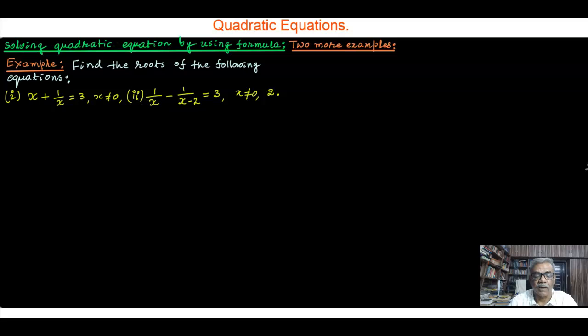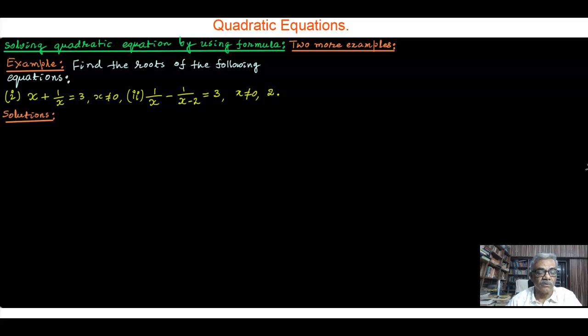Similarly, the second example: 1 by x minus 1 by x minus 2 is equal to 3. X is not equal to 0 and x is not equal to 2, and these are the restrictions, because of the same reason as I have told in case of example 1.